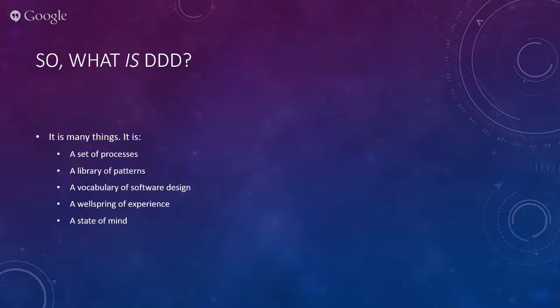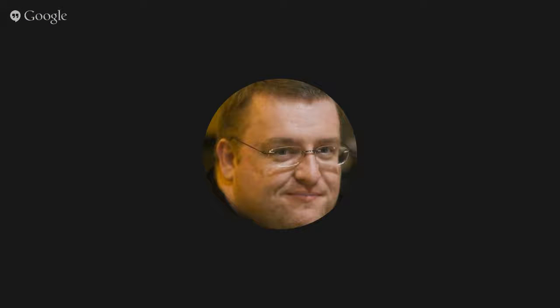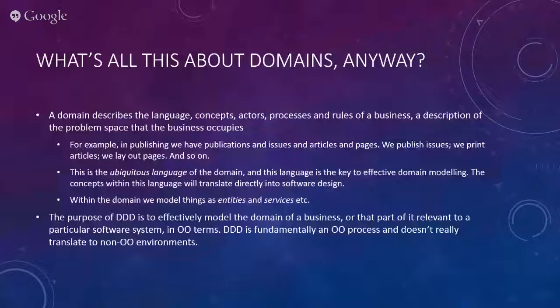So, okay, what do I mean? I'm using the word domain a lot. So, what do I mean when I talk about domains? A domain describes the language, concepts, actors, processes, and rules of a business. A description of the problem space that the business occupies. I'll try to find some concrete examples. So, in publishing, you have the idea of publication, of an issue, of articles and pages, and then things that you do. We publish issues, we print articles, we lay out pages. These are all part of what you would call the ubiquitous language of the publishing domain.